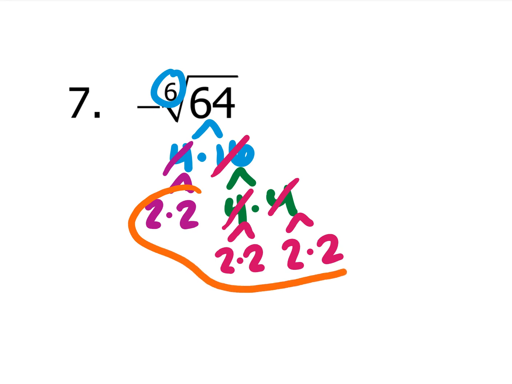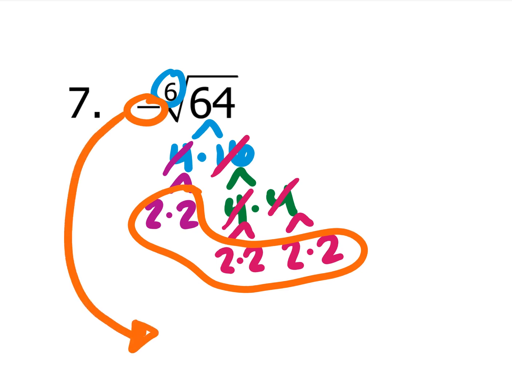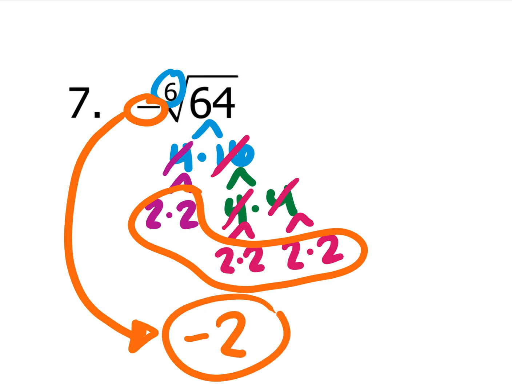So all 6 of these guys, they're going to come outside. Remember your negative sign, because the negative sign is on the outside. That has to go in the front. And then your 2s.